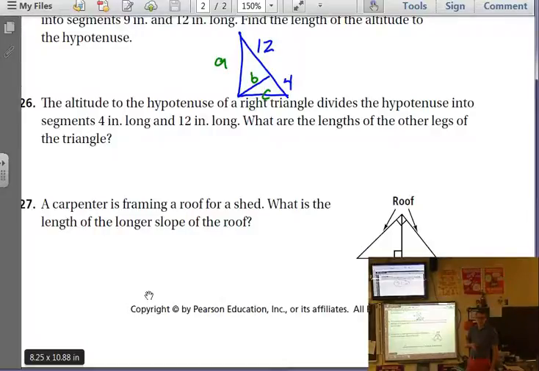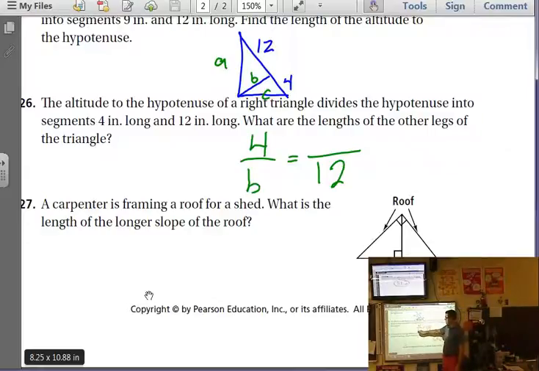Do you know where you're going? B. Because if I know my 4 and my 12, those are my only values that I can use. And to use them, they have to be diagonal to each other. So if I have this as short leg, and I compare it to long leg, then this 12 has to be long leg. What's the short leg? Questions or answers?